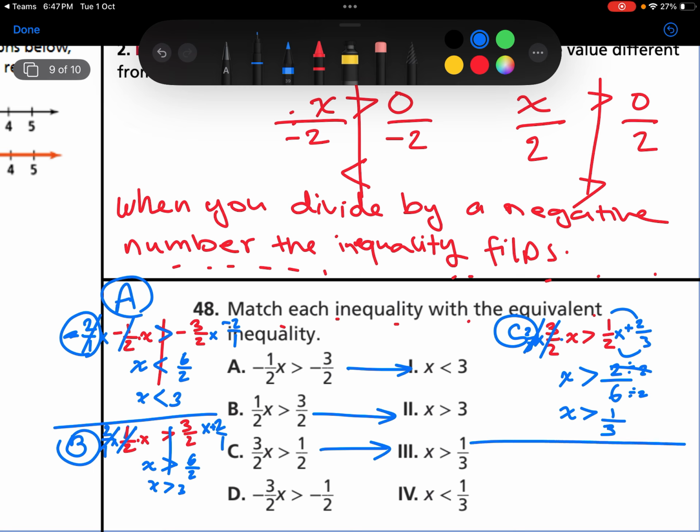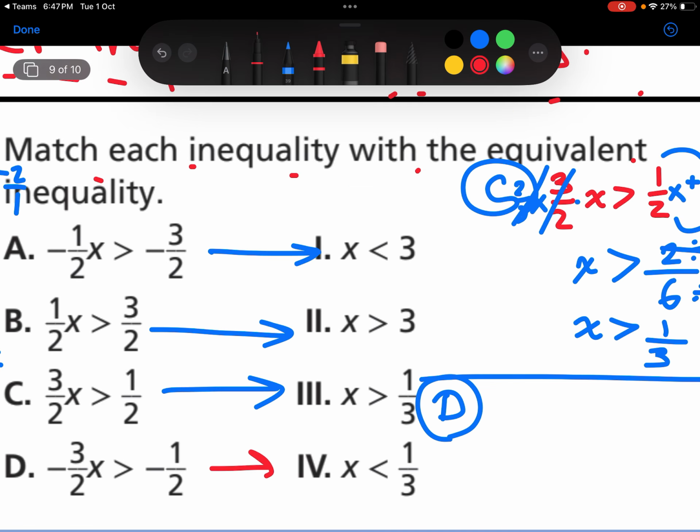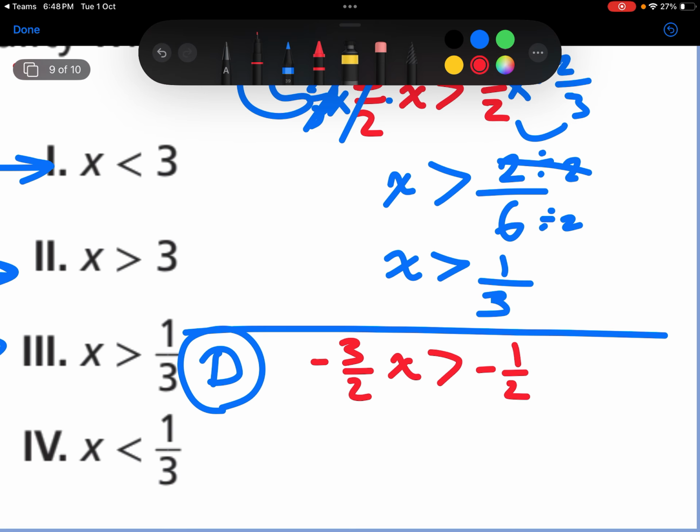Last one, D, if you want to solve it. Let's do it. But we know it's definitely this one. Negative 3 over 2 x is more than negative 1 over 2. Yeah, let's do it. To cancel this one, I have to multiply by the opposite of it, negative 2 over 3. Cancelled. Times negative 2 over 3. I multiplied by a negative, then my inequality will flip.